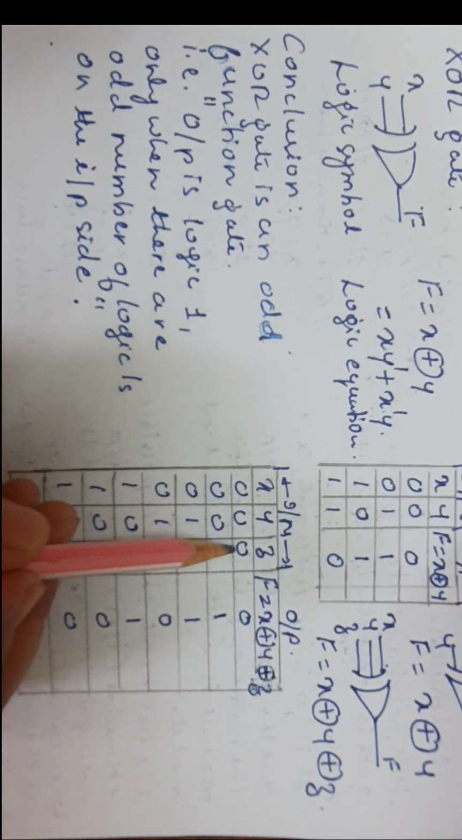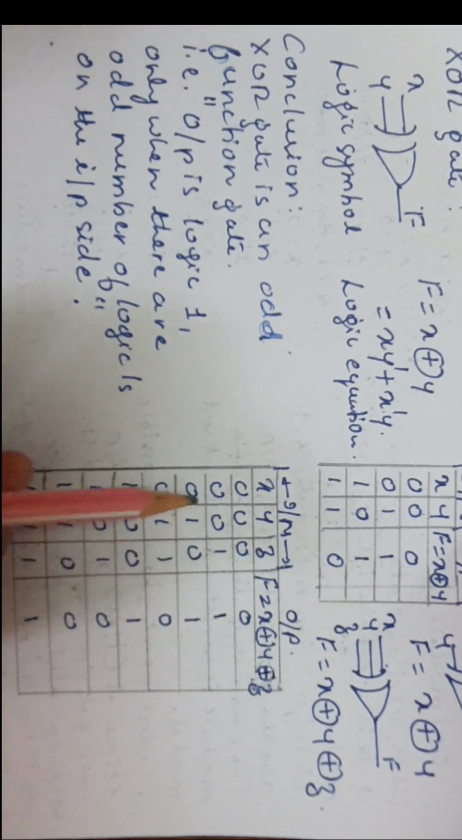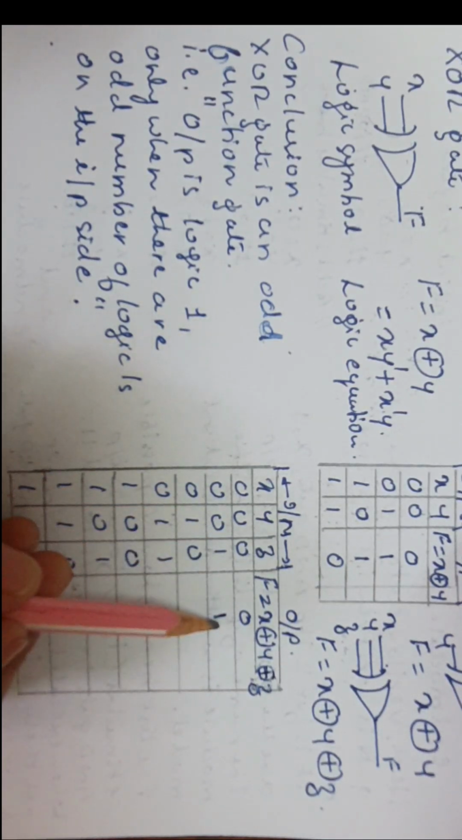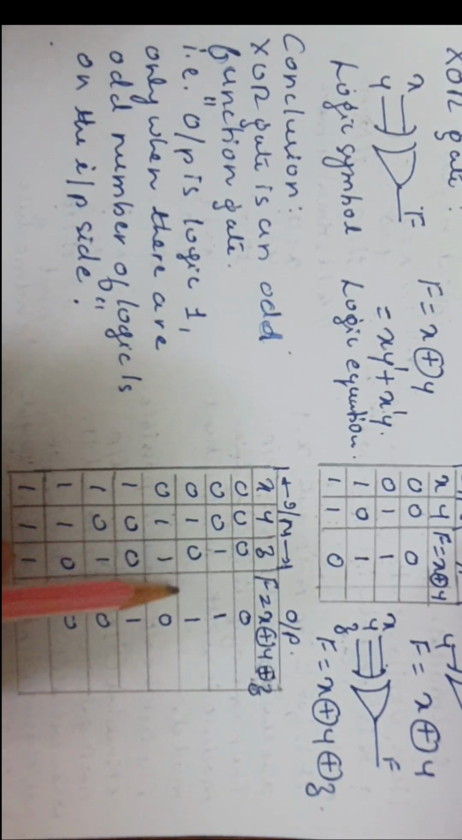So for the 0, 0, 0 combination, output is 0. 0, 0, 1 output is 1. For 0, 1, 0, 1. For 0, 1, 1, 0. For 1, 0, 0, 1. For 1, 0, 1, 0. For 1, 1, 0, 0. For 1, 1, 1, 1.